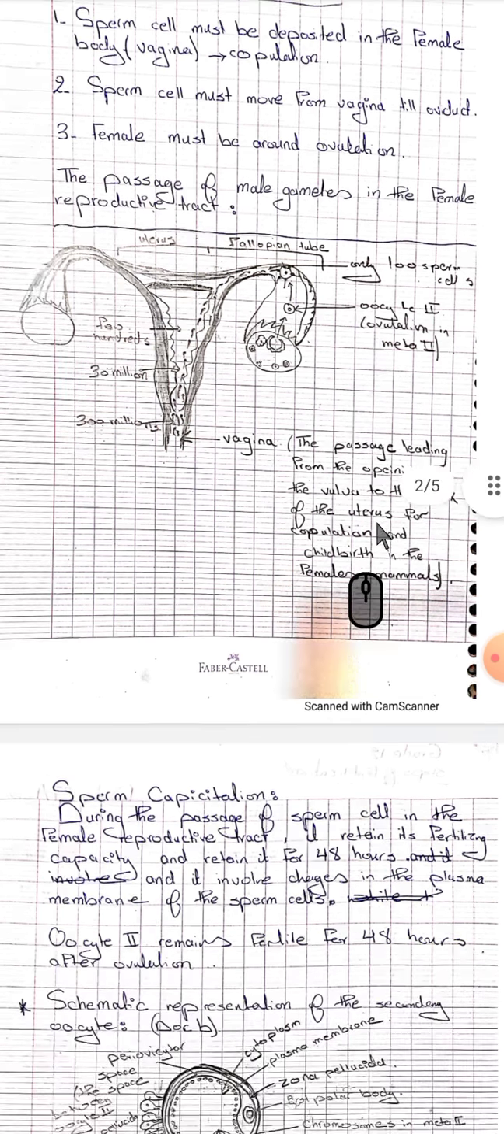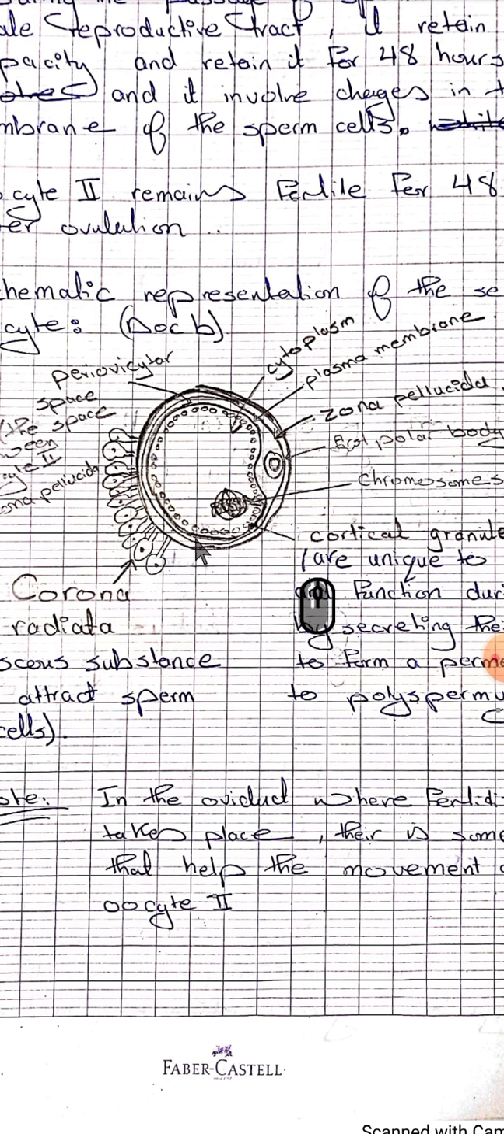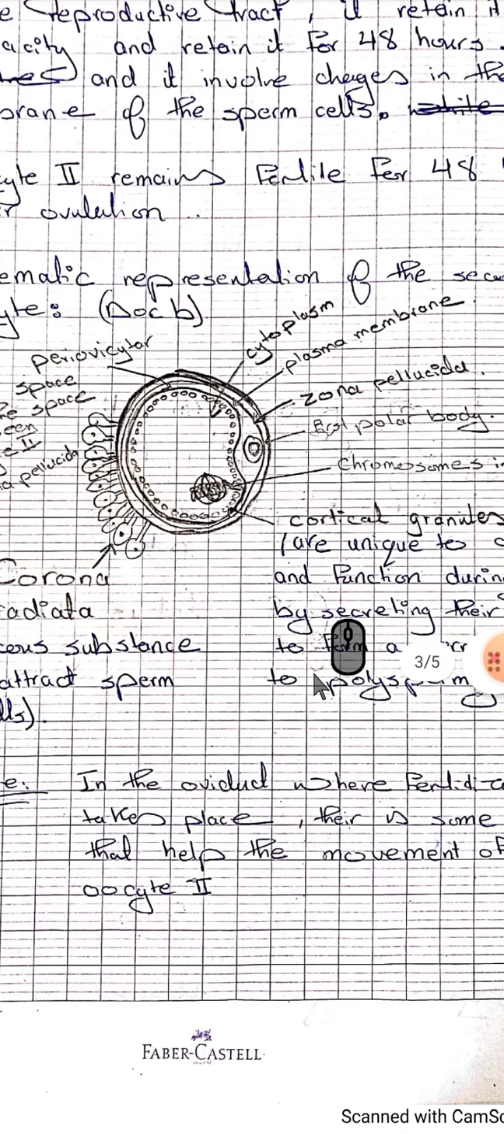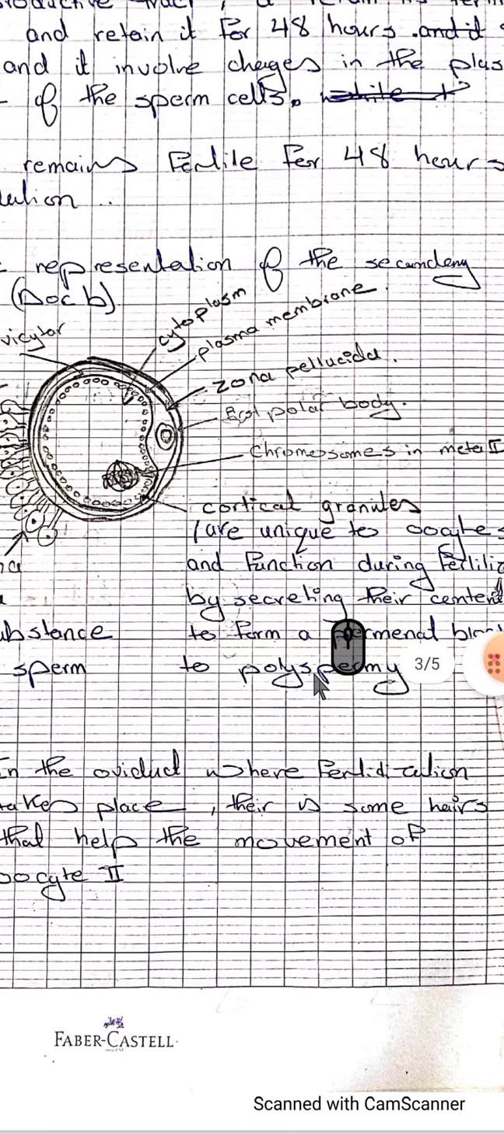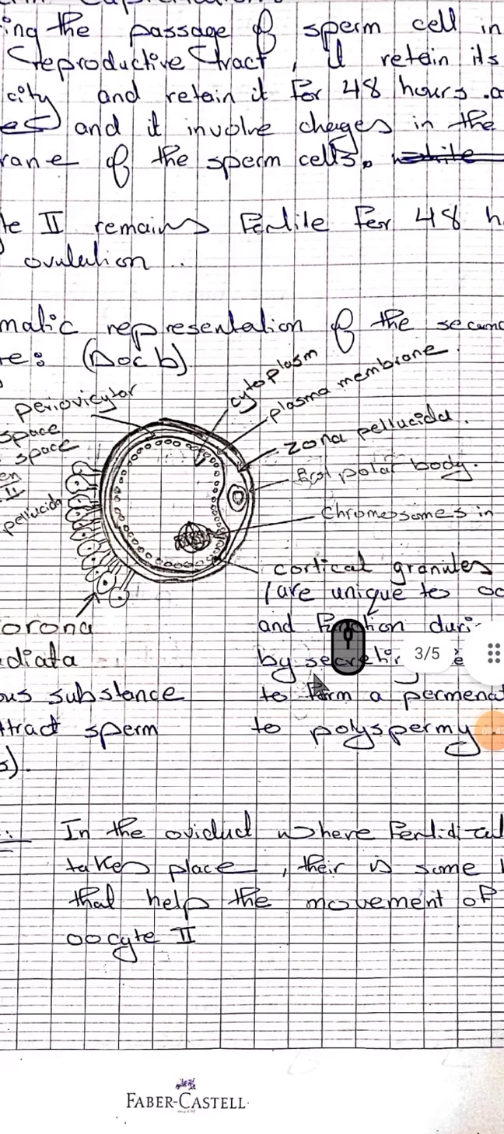This secondary oocyte at ovulation has its chromosomes blocked at metaphase 2. If I look at it in detail, I find this cell has small circles around it, which we call cortical granules. Why are the cortical granules unique to the oocyte? They function during fertilization by secreting their content to form a permanent block to polyspermy. What does that mean? As soon as one sperm cell enters the oocyte, the cortical granules will be secreted outside.